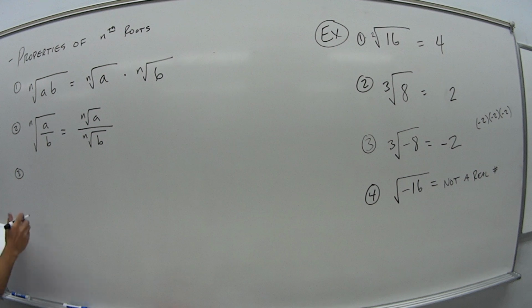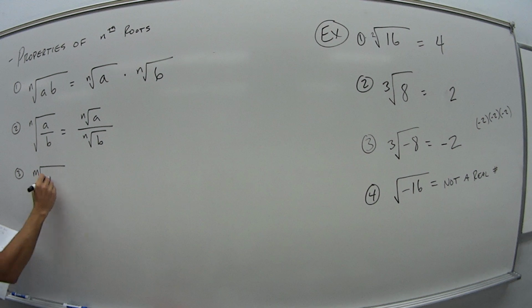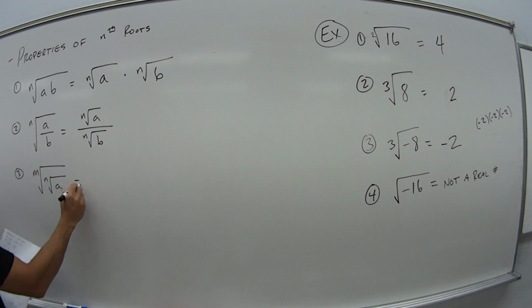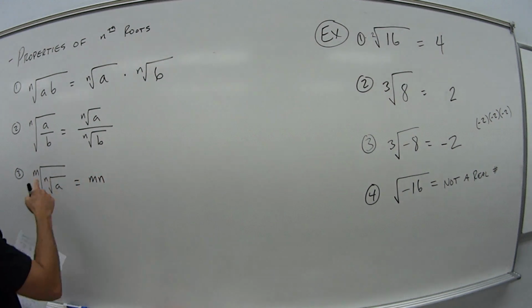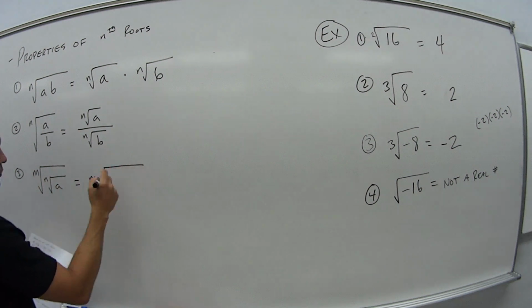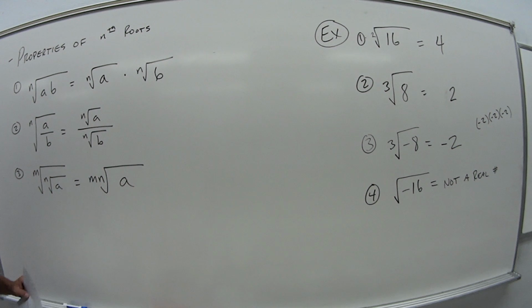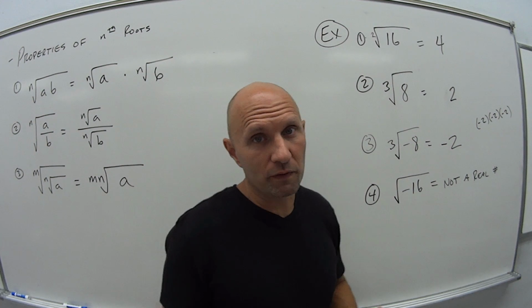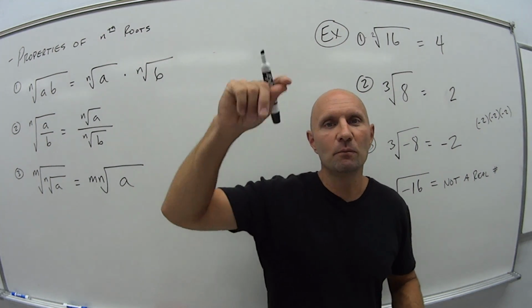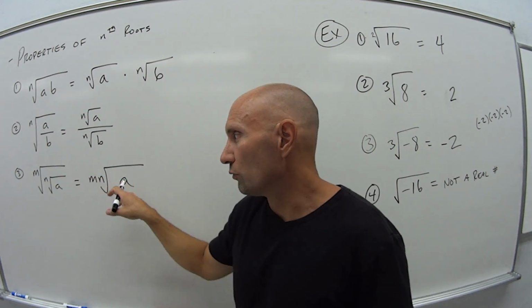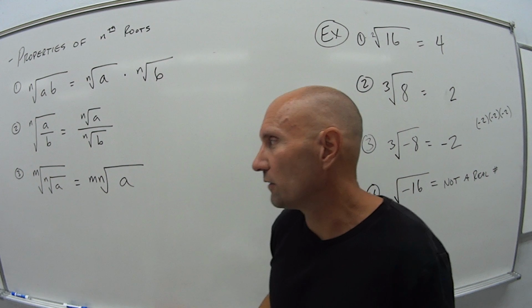Third property, if I have the mth root of the nth root of a, so I have 2 different roots going on here, this is the same as if I multiply the roots m times n, and that becomes the new root for my value a. So again, it's kind of reversing the process. If you remember the power rule with the exponents, if we had a to the m to the nth, we could just multiply the exponents. Same thing here. If I have a double root, I can just multiply the roots.